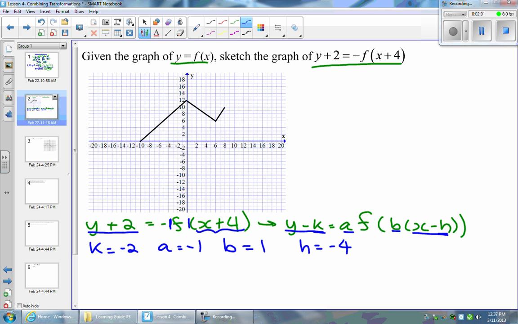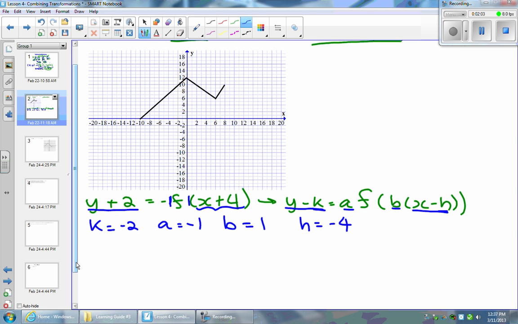Okay, so from here we identified all our parameters, and it does tell me what my transformations are. So let's go through each one. Since my k value is negative 2, that means I have a vertical translation 2 units down. Okay. Now remember, what did the a value do to your graph? Well, your a value vertically stretched your coordinates. So what is our vertical stretch factor? Well, my vertical stretch factor is actually just 1. Okay, so there's actually no stretch happening here, but there is a negative. That means we have a vertical reflection in the x-axis.